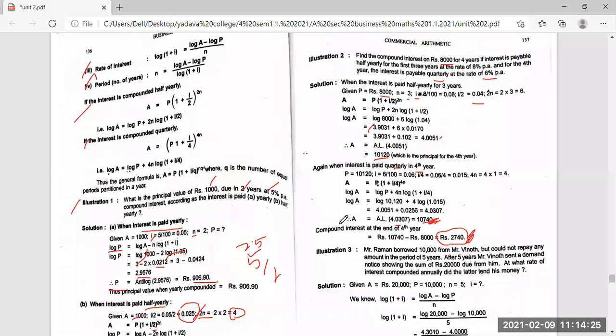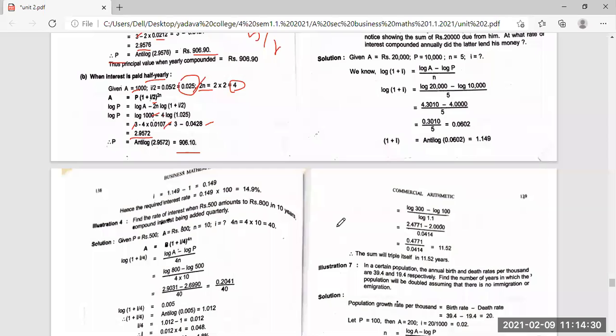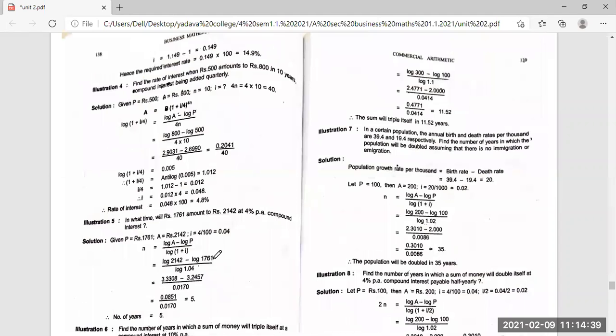Okay, so the next problem is for the fourth year. They asked to find it for quarterly. The same thing: quarterly means 4N. They have given principal is 500, A is 800, N is 10, and I they didn't give, so this is the question mark. Quarterly they have given, so 4 into N. Quarterly means 4 into N, and N they have given as 10.